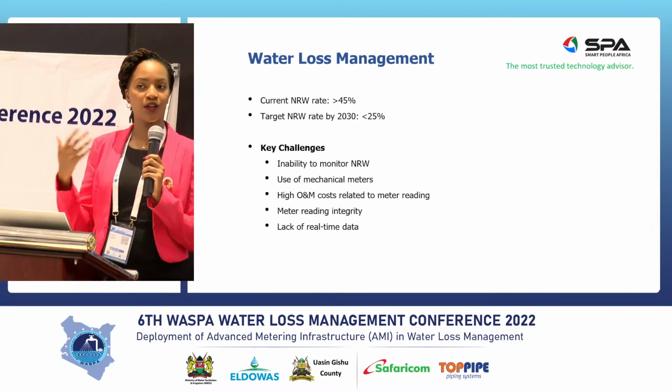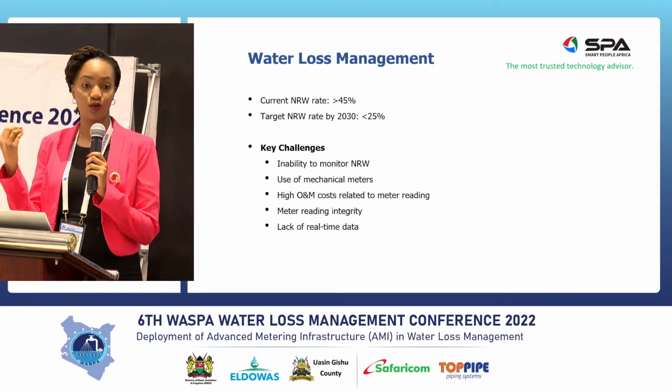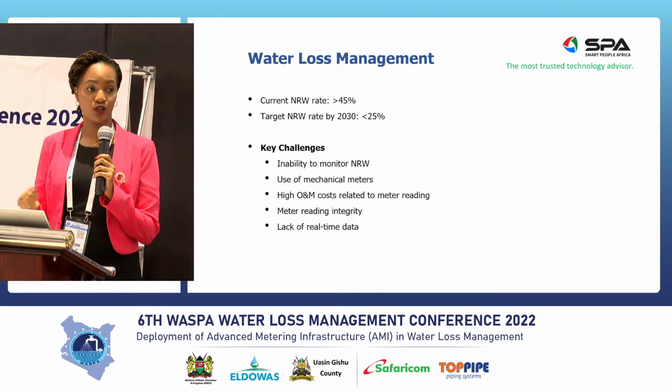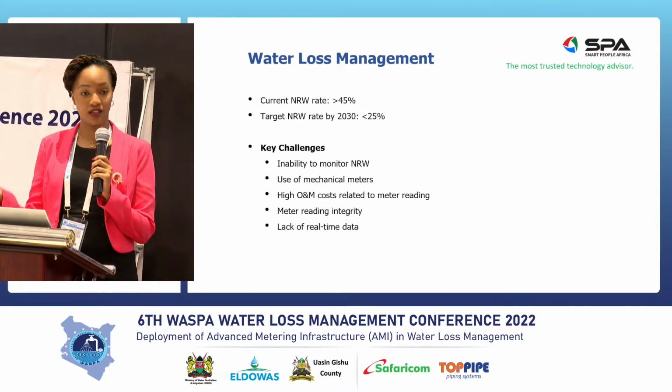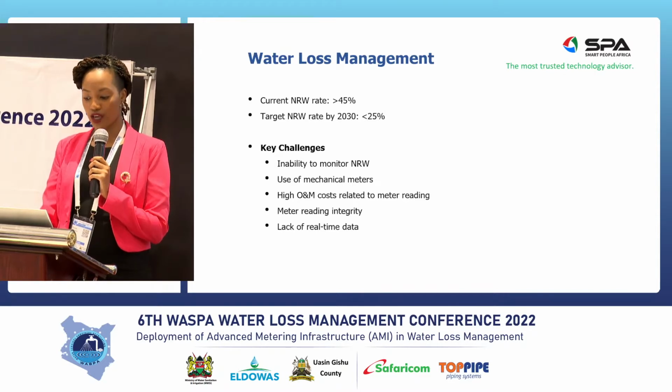Or even when you have a disconnection list, you have customers who are colluding with the meter readers, who are not doing the actual disconnection. So there's a lot of issues with regards to integrity when it comes to meter reading. Another one, again, is a lack of real-time data.